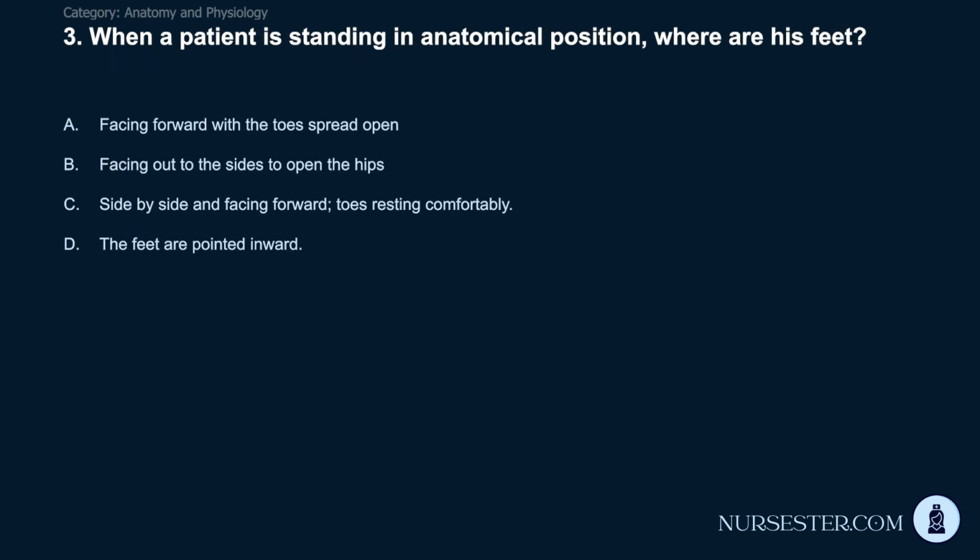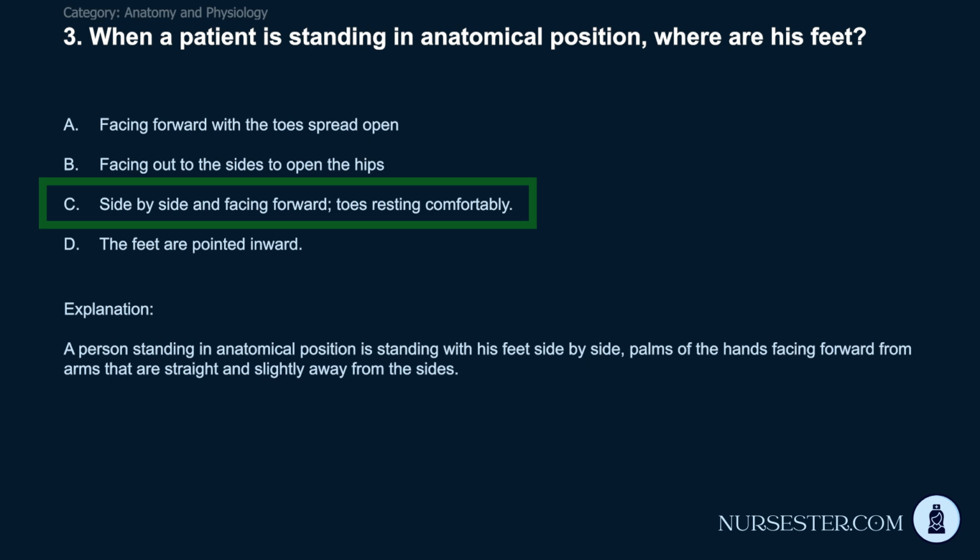3. When a patient is standing in anatomical position, where are his feet? A. Facing forward with the toes spread open, B. Facing out to the sides to open the hips, C. Side by side and facing forward, toes resting comfortably, D. The feet are pointed inward. Correct answer, C. Side by side and facing forward, toes resting comfortably. A person standing in an anatomical position is standing with his feet side by side, palms of the hands facing forward from arms that are straight and slightly away from the sides.